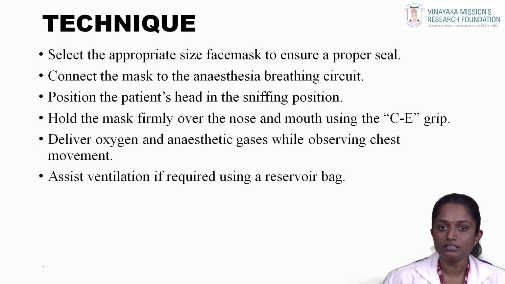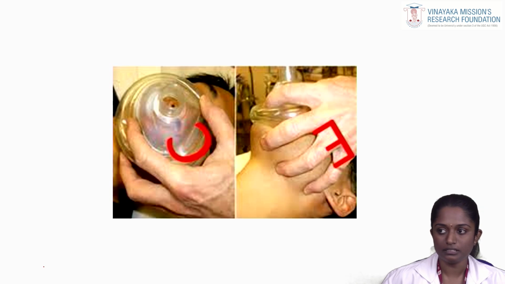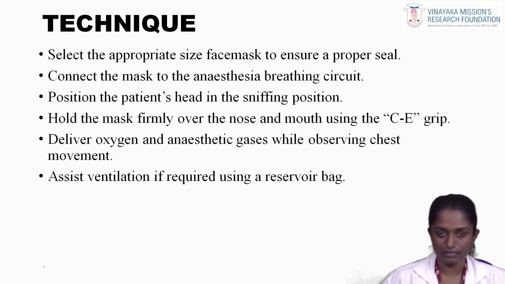Now I will show how the C and E technique is to be followed. As I show in the picture, this is the C and E technique. The C holds the nose and the chin. Then the E will hold the jaw of the patient. This is the C and E technique. We have to hold the face mask and see whether the air is going properly to the patient. We confirm this by seeing the chest movement. Then assess ventilation, if required using a reservoir bag.